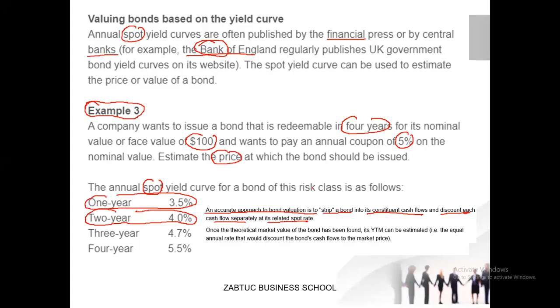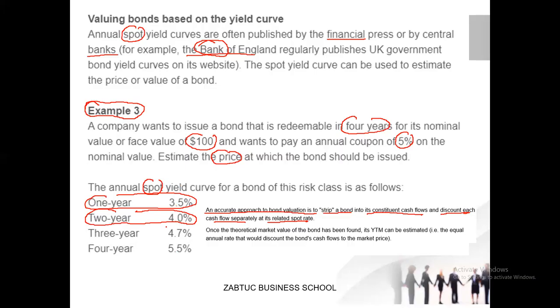So the correct, or most accurate, way of estimating the market value of the bond is to discount the cash flows involved in a bond separately. The accurate approach to bond valuation is to strip a bond into its constituent cash flows and discount each cash flow separately at its related spot rate. So this is what is supposed to happen if we're accurate.